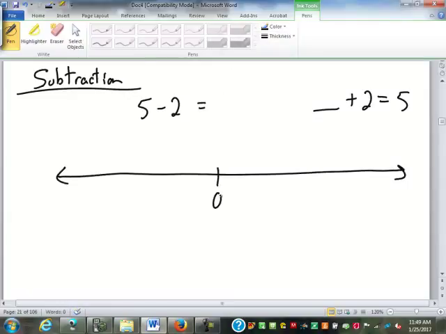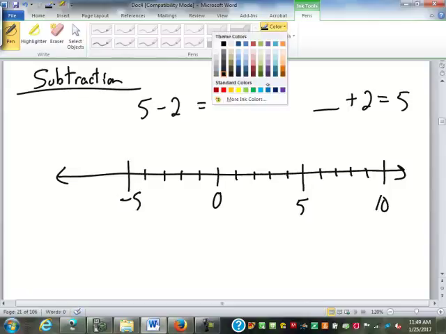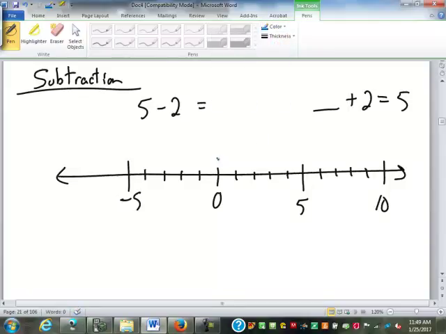Let's put this on the number line. If I were going to illustrate 5 minus 2 on the number line, I'd do it like this. Here's my vector for 5. Subtracting 2, I just go back 2 in the other direction. I end up at 3. 5 minus 2 is 3. We hopefully all knew that.